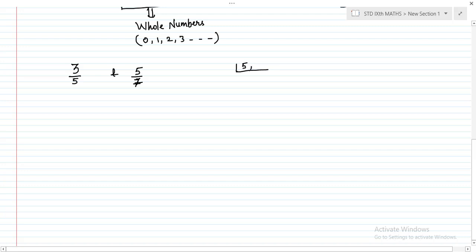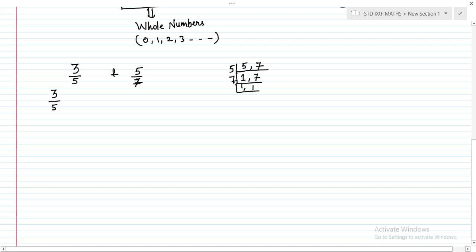Since the fractions are unlike, you know the LCM of 5 and 7 will obviously come out. 7 5s are 35. So we know the LCM is 35. So let us convert these unlike fractions into like fractions.